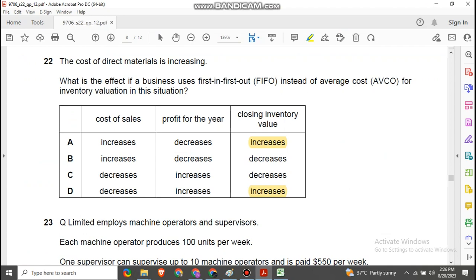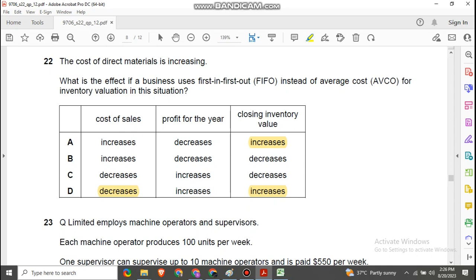We know that if the closing inventory increases, then the cost of sales decreases. Because in cost of sales, we have opening stock plus purchases minus closing inventory. So when you subtract more closing inventory, your cost of sales will be less. So we can say cost of sales is decreasing here.